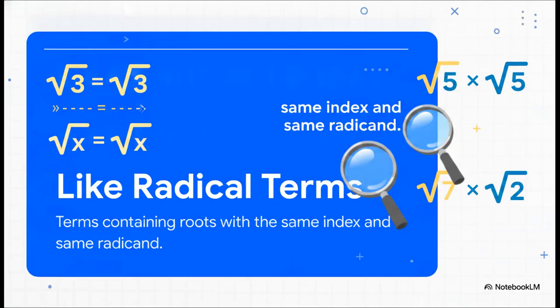Let's dive in. First up, a super important definition. In algebra, we always talk about like terms. Well, in the radical world, like radical terms are simply terms that share the exact same index and the exact same radicand. If they've got those two things in common, boom, they're a match.